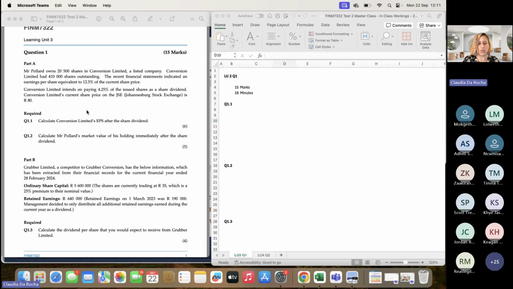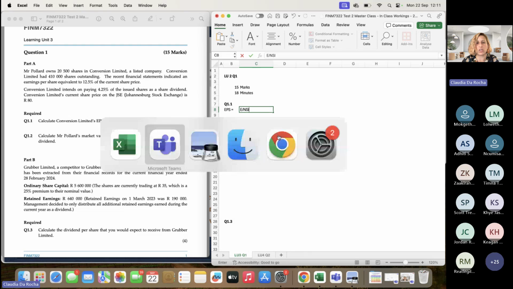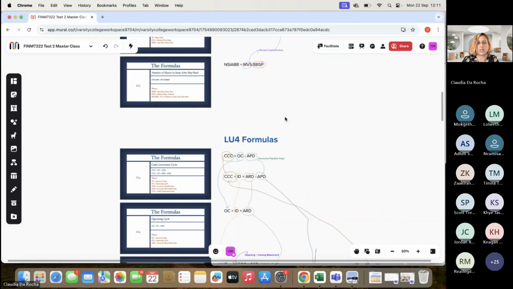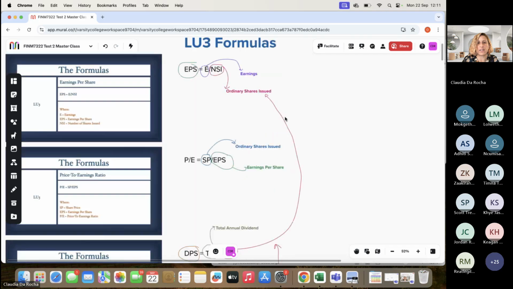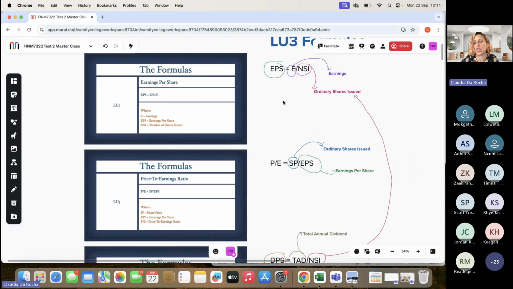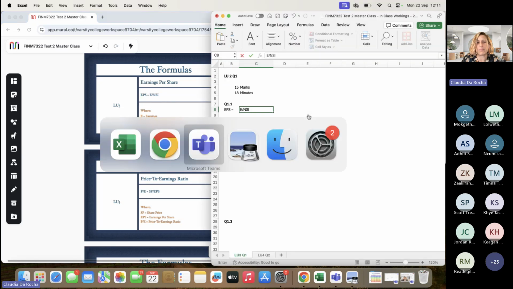Okay. So first things first, we need to understand what we are calculating. So for question 1.1, we are calculating the EPS. Okay, so EPS is equal to, what is our formula? E divided by NSI. Okay, so if I go to my Mural, this is the one I'm going to be using. EPS equals E over NSI. I always start there. If I don't have that information, then I'm obviously going to change things.